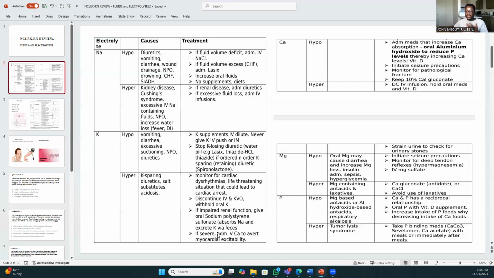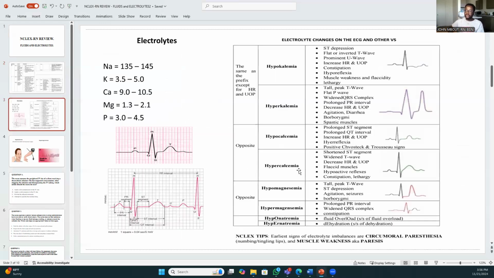And please, very, very important. If it's severe hyperkalemia, meaning severe potassium, right? You can administer IV calcium in order to avoid myocardial excitability. It's very important. Most importantly, you will always have multiple choice questions. They ask you, always make sure the patient is on a cardiac monitor, check for cardiac dysrhythmia, and monitor input and output, all of that, like I said before. This is very important.